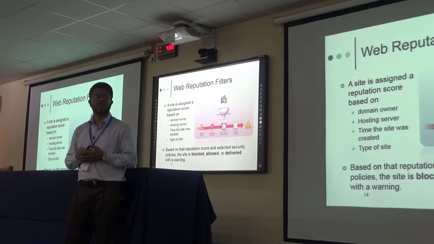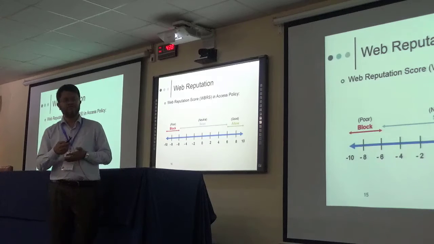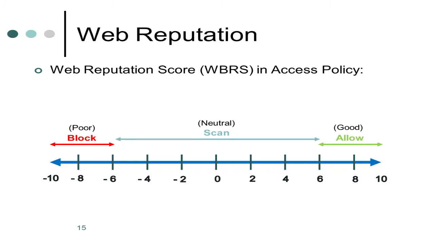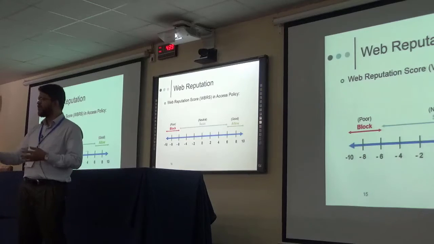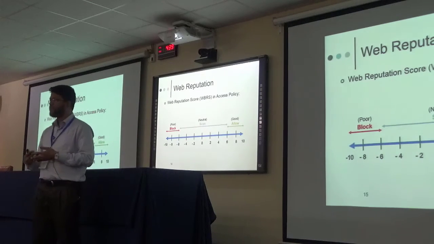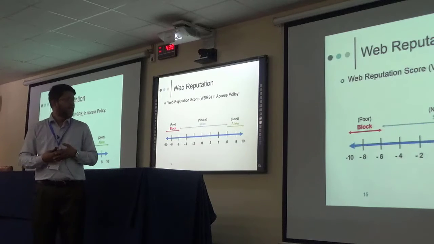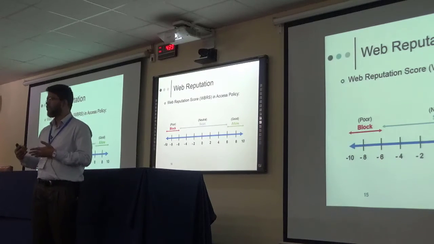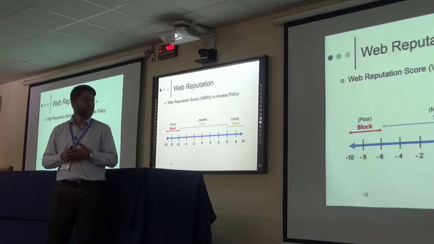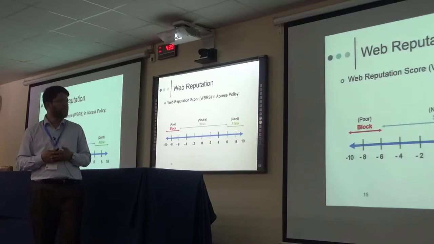Okay, so this is the basic scenario. In our configuration, if the reputation was below -6, we block that packet and do not deliver it to the client. If the reputation is +6 up to 10, we allow the traffic without any further action. If anything comes in between, there is secondary level scanning, where we check further whether it actually contains any malware. That's when packet analysis comes in, and after that scanning we either allow or block that particular packet. So this is the basic scenario of web reputation.